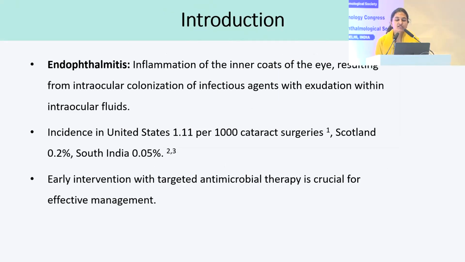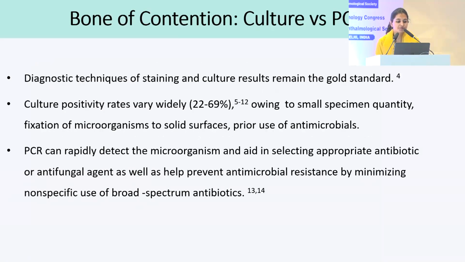Endophthalmitis is defined as the inflammation of the inner coats of the eye resulting from intraocular colonization of infectious agents with exudation within the intraocular fluids. So early intervention with a targeted antimicrobial therapy is crucial for the effective management. The diagnostic techniques of staining and culture remain the gold standard, although the culture positivity rates vary widely, and therefore PCR can rapidly detect the microorganism and aid in selecting the appropriate antibiotic as well as the antifungal agent.